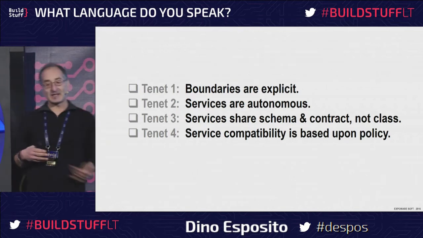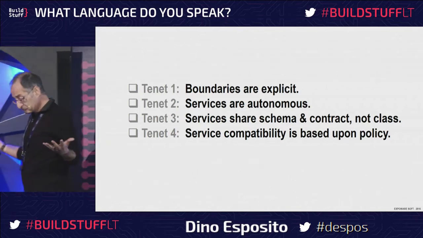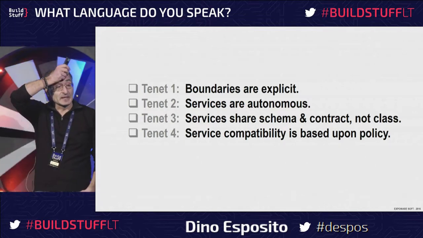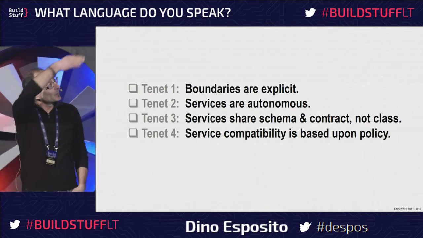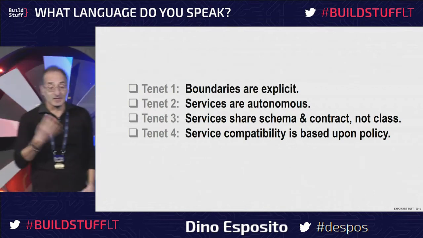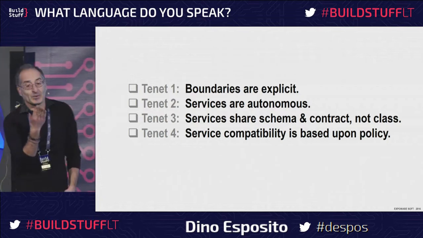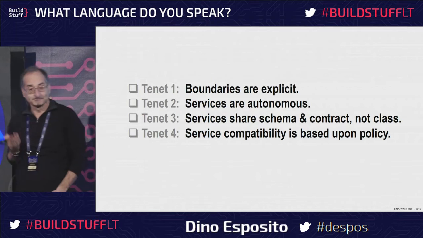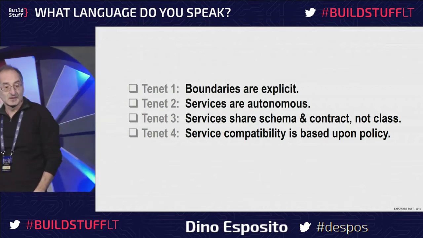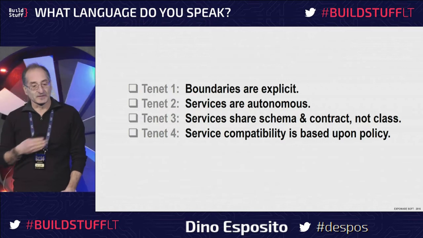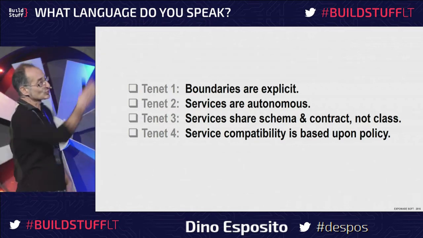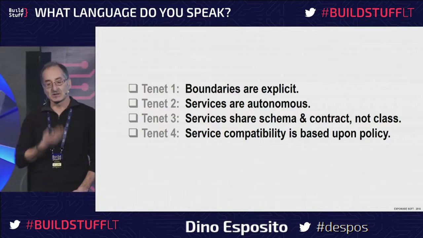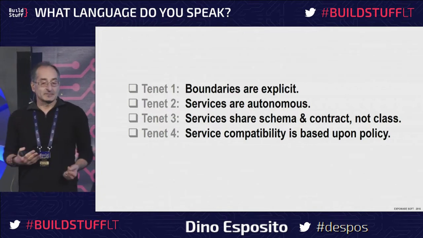So tenet number one and tenet number two are essentially common sense. We definitely want that to be in the definition of a microservice. So we have two additional tenets in the SOA, and I could even say that the microservice is a SOA stopped at tenet number two. Only the first two tenets characterize microservices.